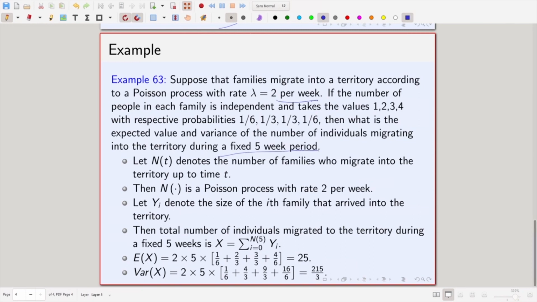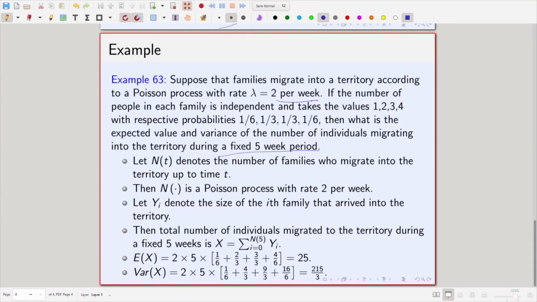So, again here the unit is per week. The families migrate into a territory according to a Poisson process with rate 2 per week. Now, each family that migrates will have 1, 2, 3 or 4 members with certain probabilities. You are asked the mean and variance of the number of individuals who migrate into the territory in a given period of 5 weeks. Now, let us see how we can solve this using compound Poisson processes.